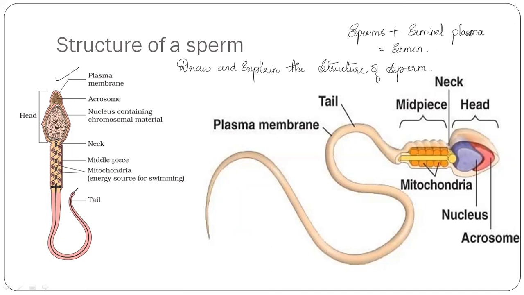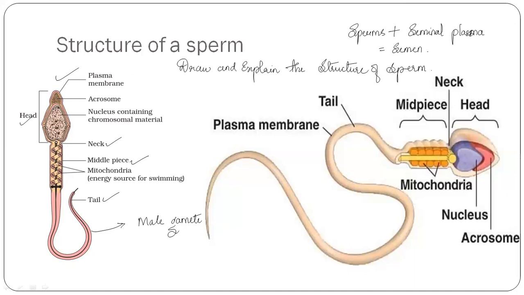You need to give this diagram and give the explanation, students. First thing, sperm is a male gamete. Yes or no? It is a male gamete. So, it consists of a head, neck, middle piece, and tail. Head, neck, middle piece, and tail. Yes or no? Yes. So, other than that, what is present?